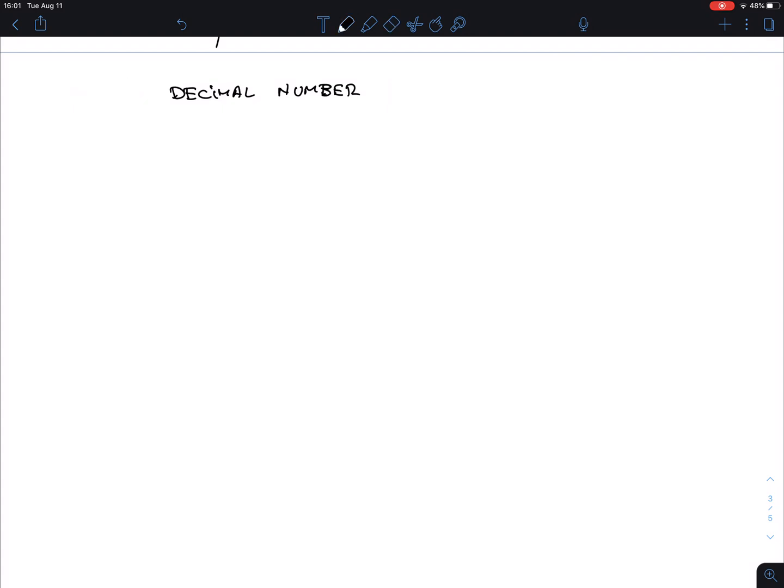A decimal number is, let's call it valid. This is only for the purpose of this question, right? It is valid if it has an even number of zeros. So let's think of how we can make this.